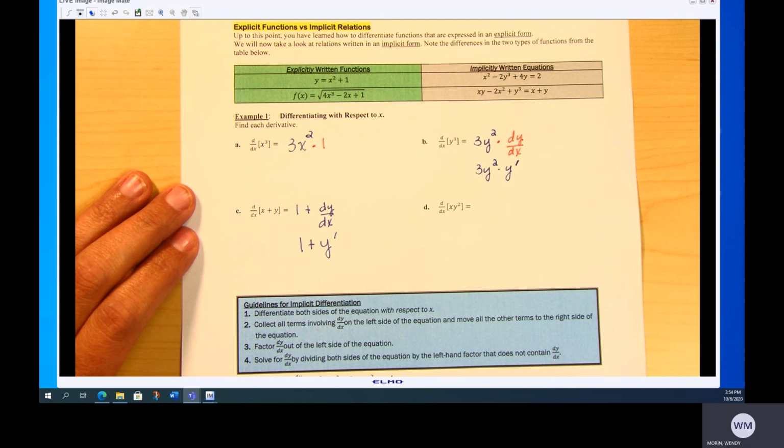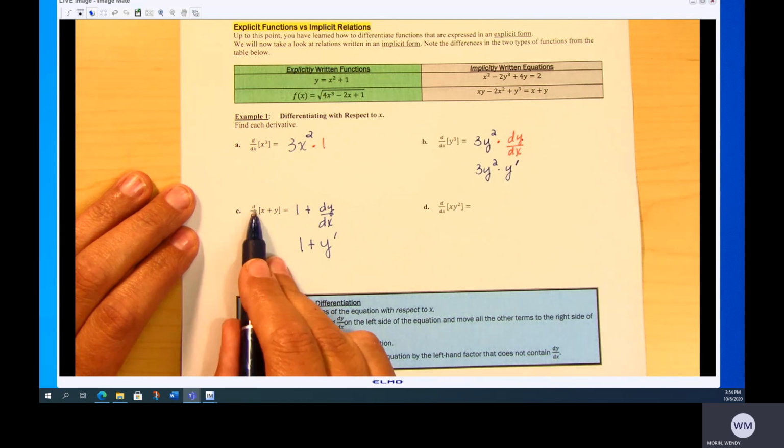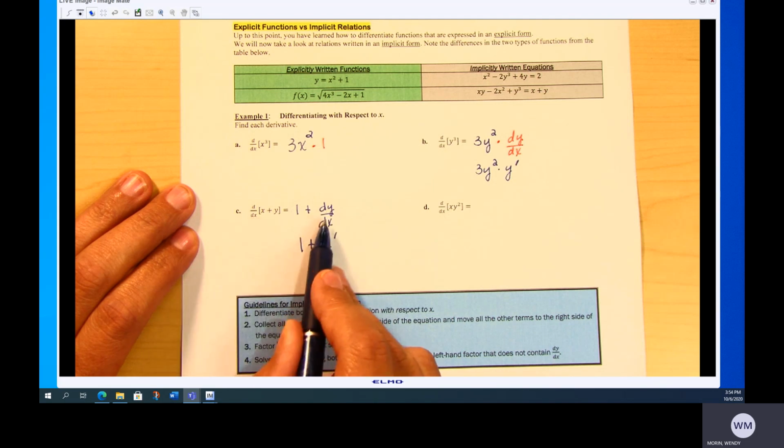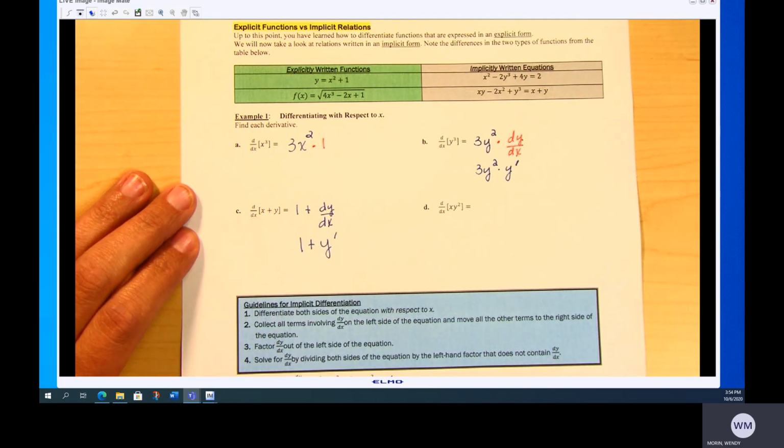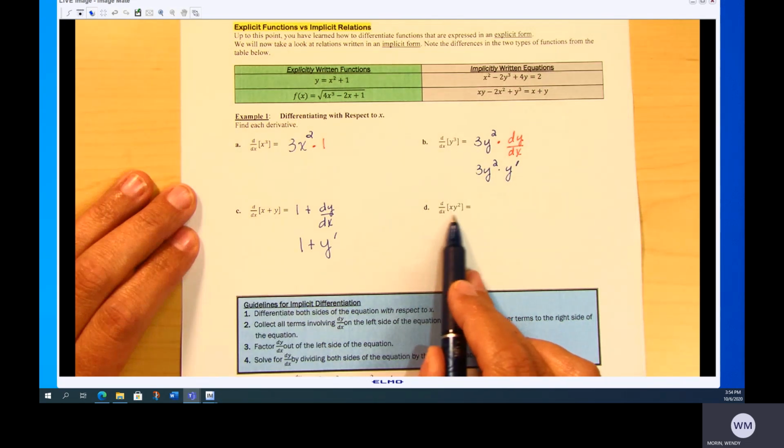Okay? Well, people say, well, where's the correction factor? Well, there isn't a correction factor here. You're taking the derivative of y with respect to x. You get dy dx. We didn't use any power rule. We didn't use any quotient rule or anything. The derivative of y with respect to x is dy dx. Okay? All right. How about the derivative of this?